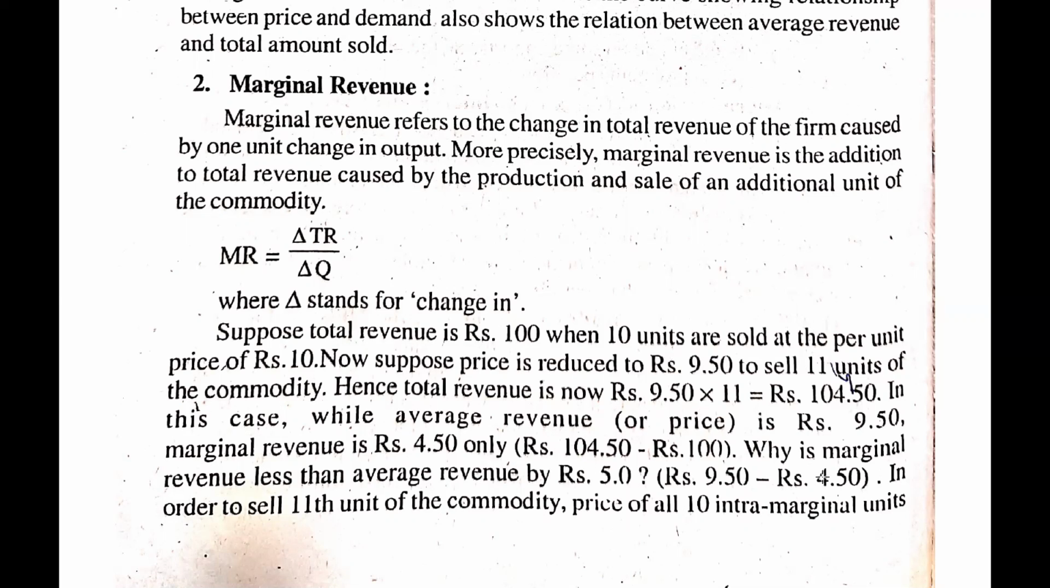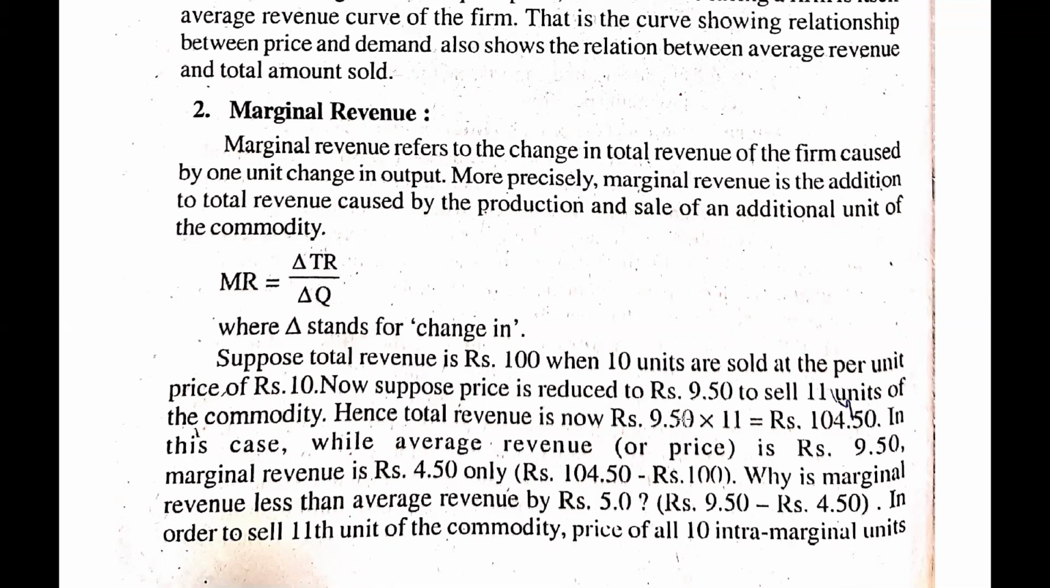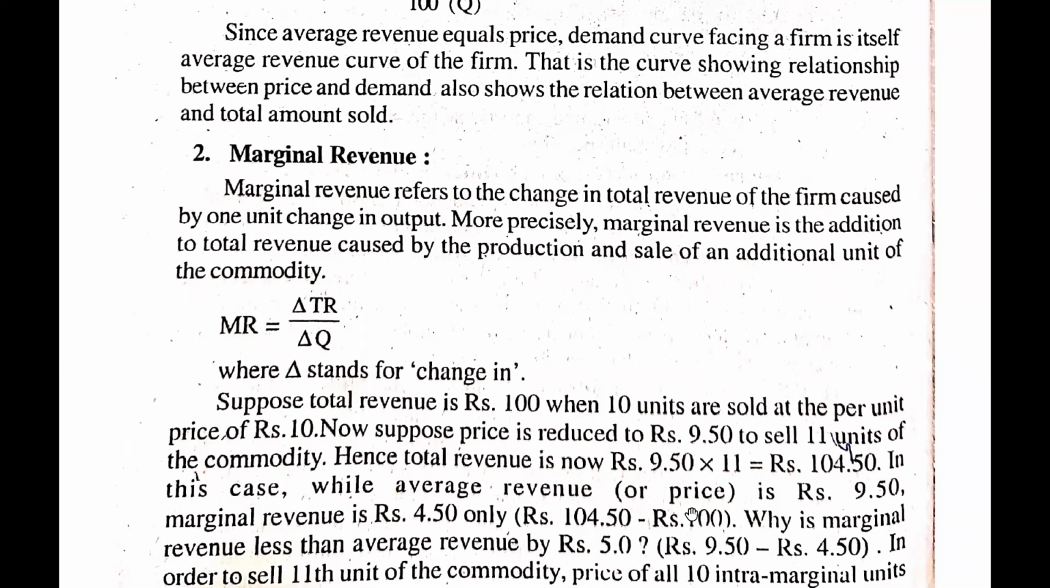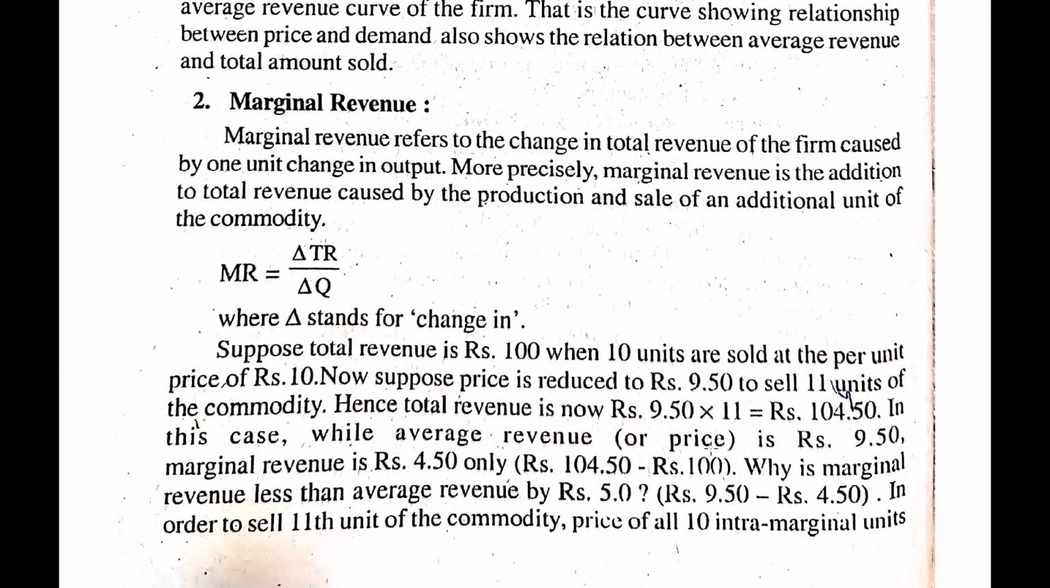So guys, here you can ask, why is marginal revenue less than average revenue by rupees 5? 9.5 minus 4.5. So here, what is average revenue? I have already told you that average revenue is always equal to price. So our price was 9.5, so our average revenue is 9.5 and our marginal revenue is 4.5. So here the question is, why is marginal revenue less than average revenue by rupees 5?